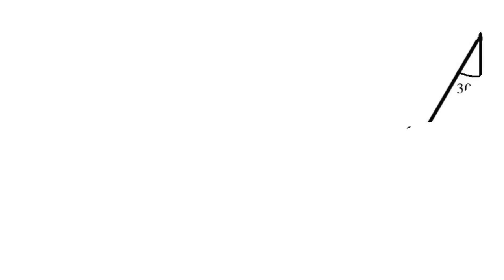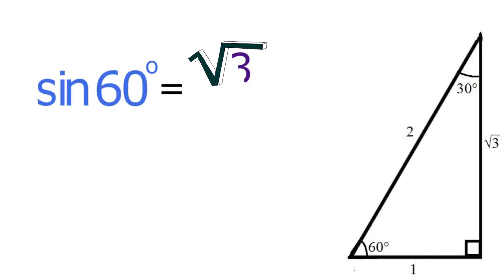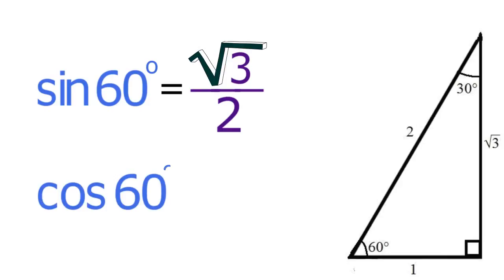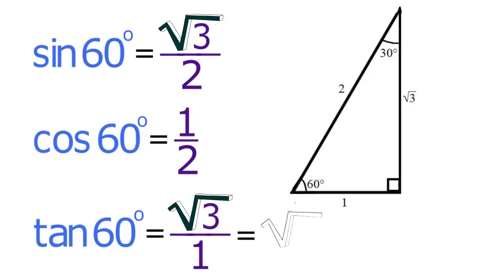You can use this triangle to find the values of trig ratios when theta equals 60 degrees. For example, the sine of 60 degrees equals O over h, which equals radical 3 over 2. The cosine of 60 degrees equals A over h, which equals 1/2. And the tangent of 60 degrees equals O over A, which equals radical 3 over 1, and simplifies to radical 3.